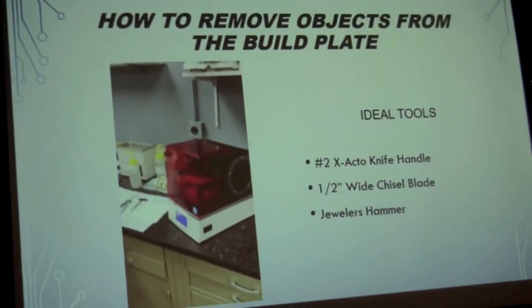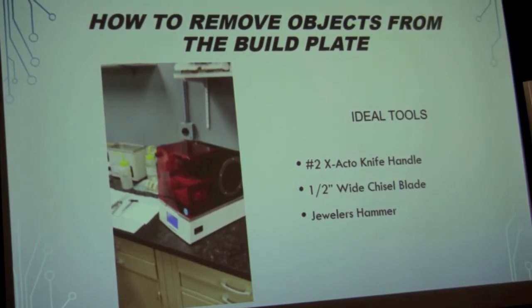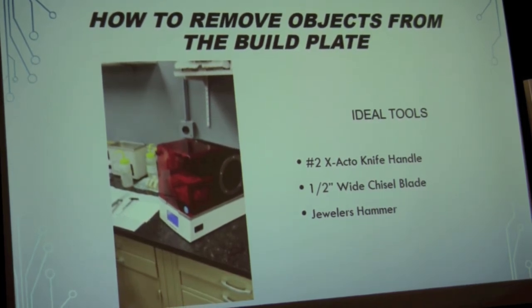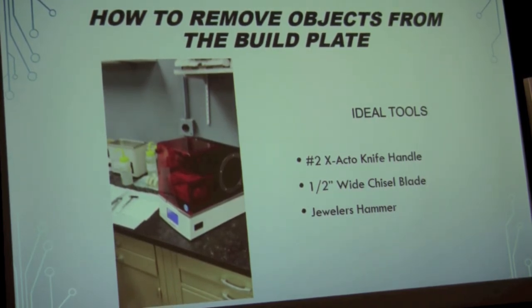Now I do have a quick video on how to remove the objects from the build plate. From what I found from all the tools that are available, the 3 that I like the best, and it doesn't feel like you're going to cut your arm off, is a number 2 X-Acto knife handle, a 1/2 inch wide chisel blade, and then a jeweler's hammer. So I actually have a quick video of it.